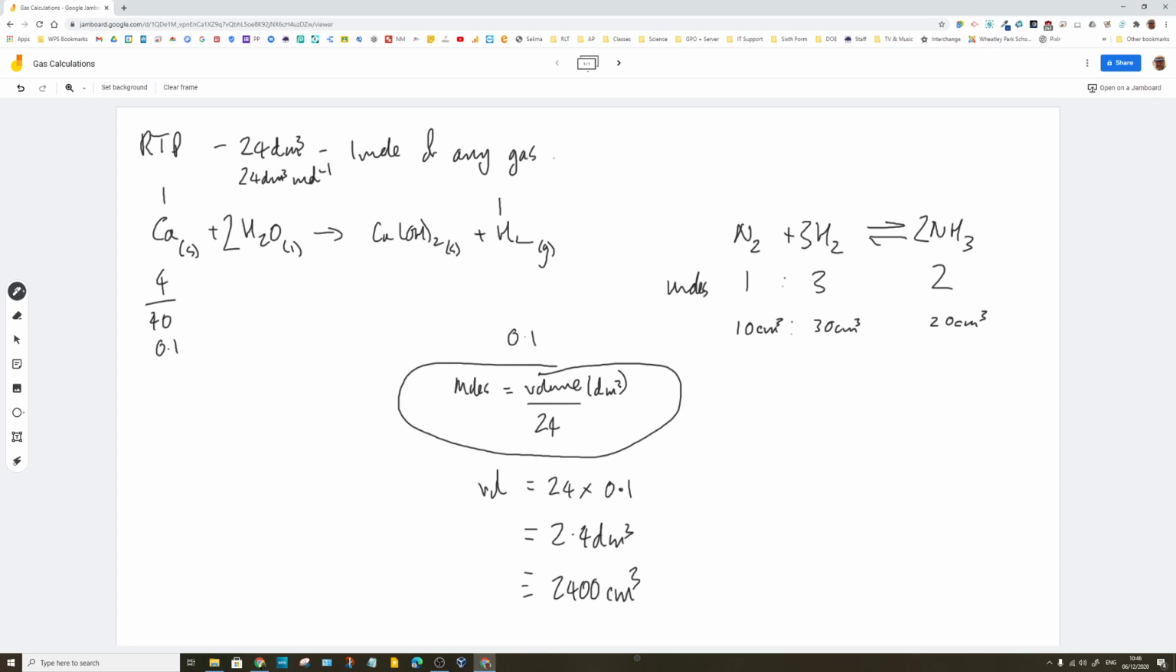So if you've got a question that just involves gases and we're talking about volumes, then it becomes trivially simple to work out what the other volumes are going to be, because of this equivalence between volumes and moles.